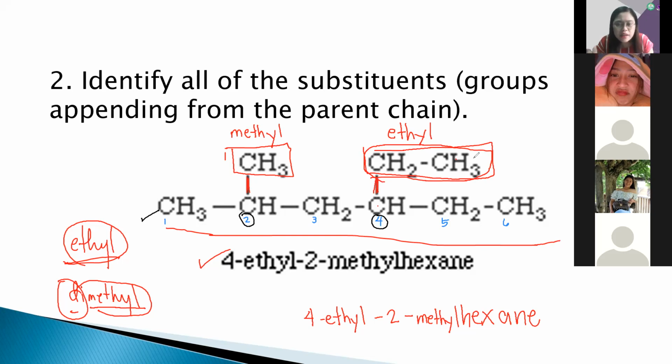Hindi mo siya pwedeng tawaging dimethyl kasi isa lang talaga ito. Wala ka nang ibang makikita na methyl diyan. Kasi lahat ng iba diyan, counted sila sa parent chain. Okay? Counted sila sa parent chain. Anything else? Wala? Wala na.